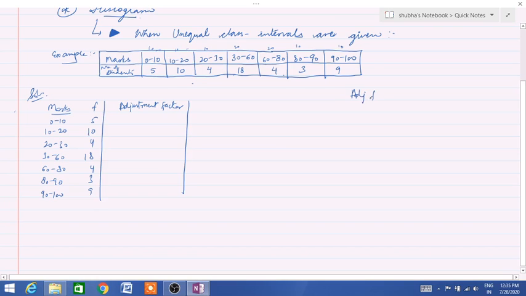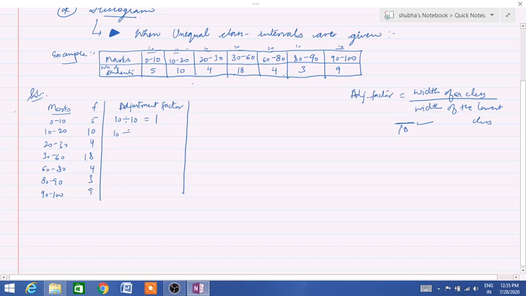How do we find the adjustment factor? Its formula is we divide the width of a class by the width of the smallest class, the lowest class interval. Lowest means we can see how much the difference is. The smallest one is 10. So that means for whichever class we calculate the adjustment factor, we have to divide its width by 10. So here the class interval is 10, we divide it by 10.